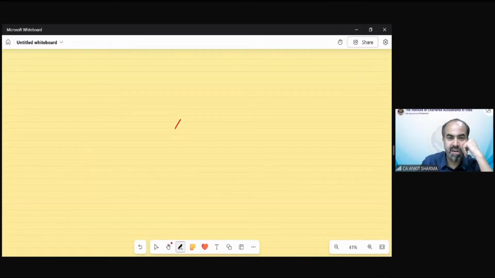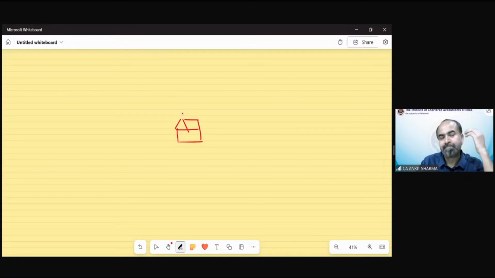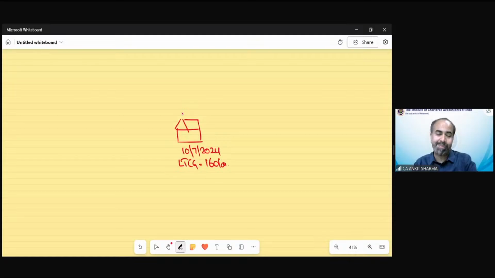suppose we transfer a residential house and the date is suppose 10th July 2020. Clear? The long-term capital gain arising on transfer of this house is suppose 160 lakh. So we can claim two house exemption if the assessee has not claimed that exemption earlier. Clear? Now, which house exemption can we claim?